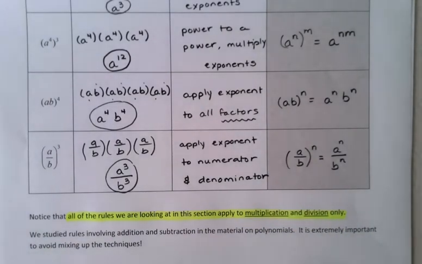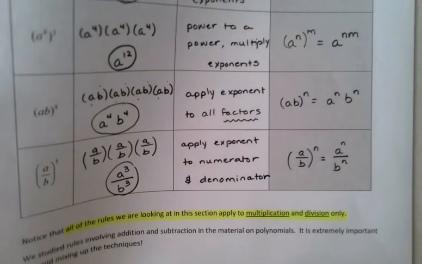We actually studied the rules to take binomials or trinomials, things involving addition and subtraction, to a power back in the last unit. Remember, when we do that, we actually have to multiply it out using techniques like FOIL and distributive laws and things like that. So don't confuse that with these new rules that apply only to factors and then quotients, numerators and denominators. All right, let's take a look at a few examples.